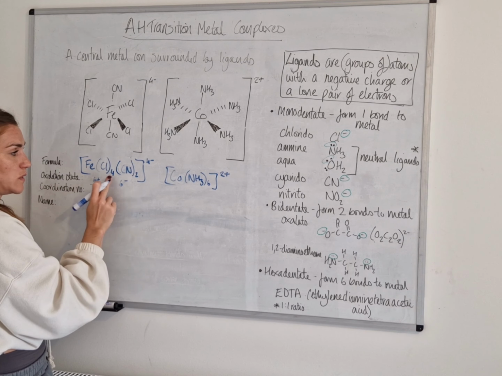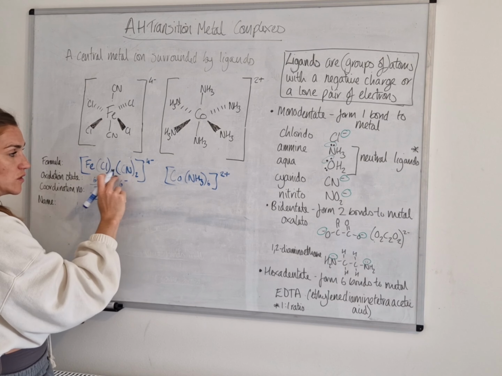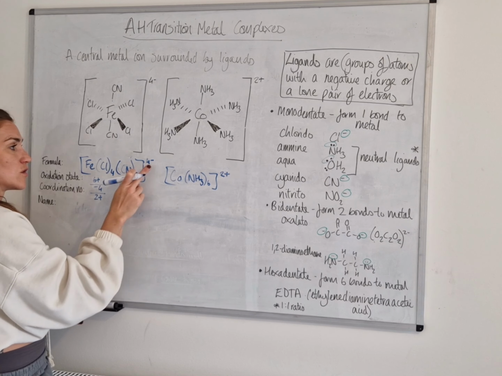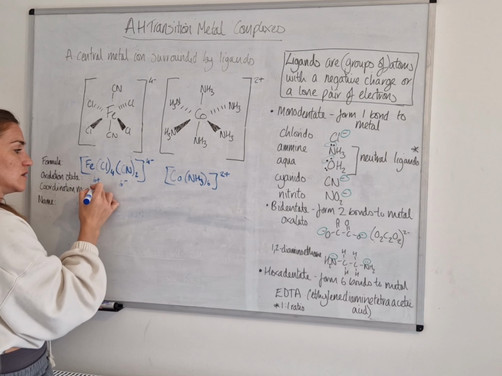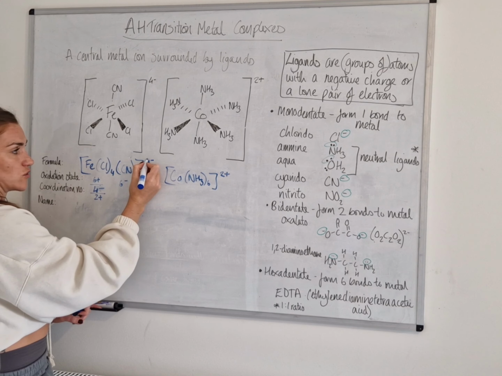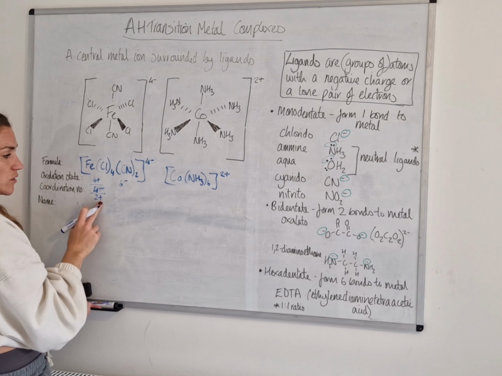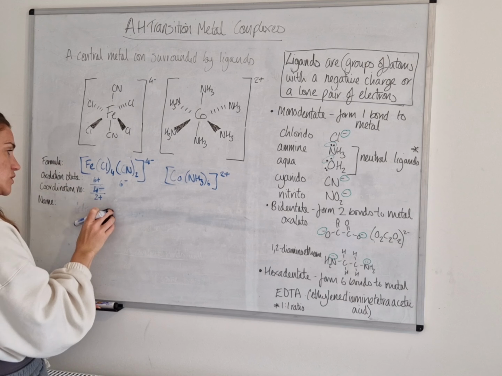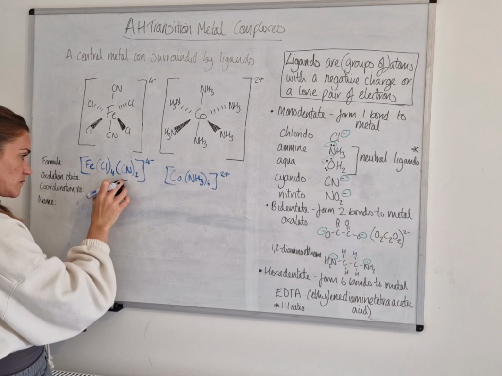So it should be 6 plus because of the 6 negatives on the ligands. However, because there's a 4 minus on the outside, when you add those 4 extra electrons back on, it then brings the oxidation state up to 2 positive for the iron.